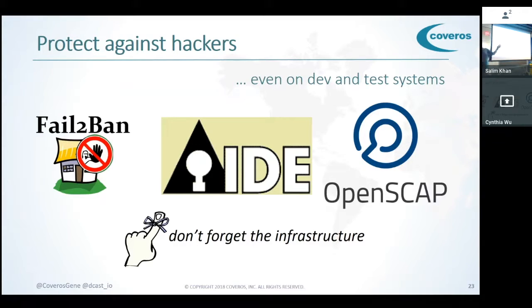AIDE is very much like Tripwire. It's an intrusion detection system, really an integrity checker. You tell it what directories you want to look at, and it just takes a snapshot of the SHA-1s and checksums of all those files. If any of them change, it sends you an email, right?